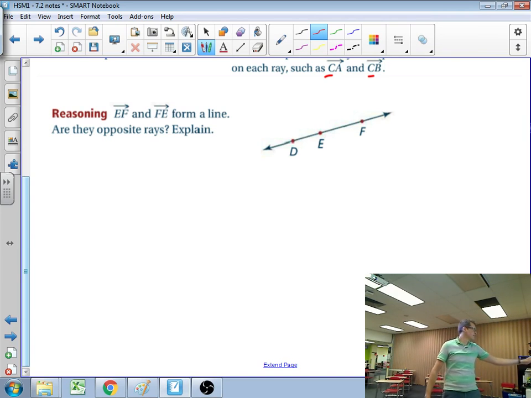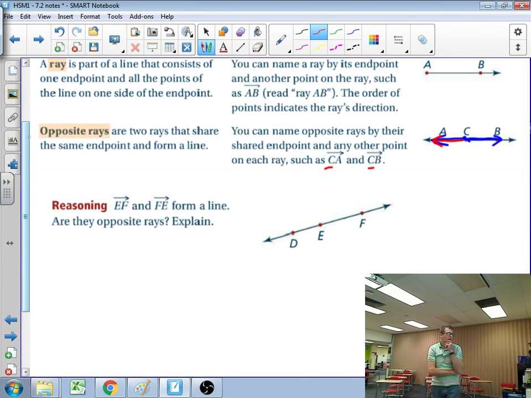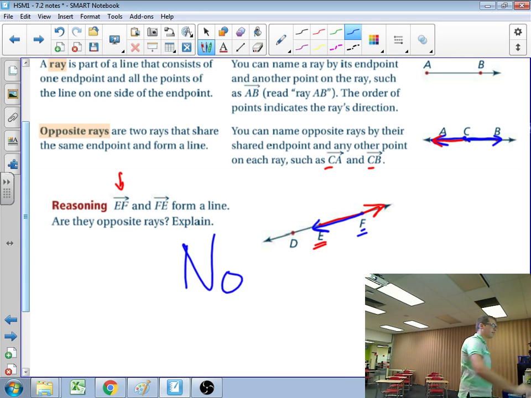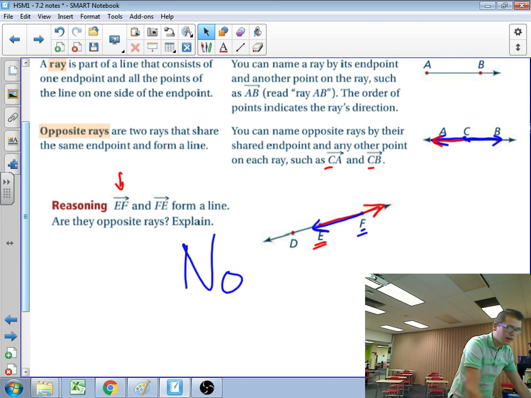So EF and FE form a line. Are they opposite rays? So let's go EF. Notice that the ray continues beyond the F because of my notation right here. It tells me it goes beyond the F. And then FE. So they are pointing in opposite directions, but the question is, are they opposite rays? Do they share the same endpoint? EF had the endpoint of E. FE had the endpoint of F, so no, they do not share the same endpoint. They are not opposite rays because of that not shared endpoint.